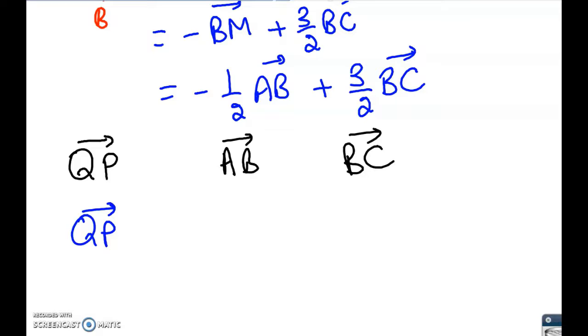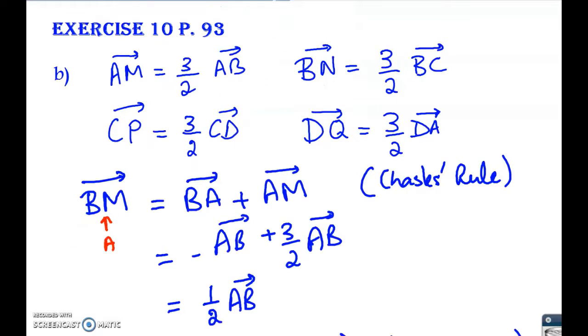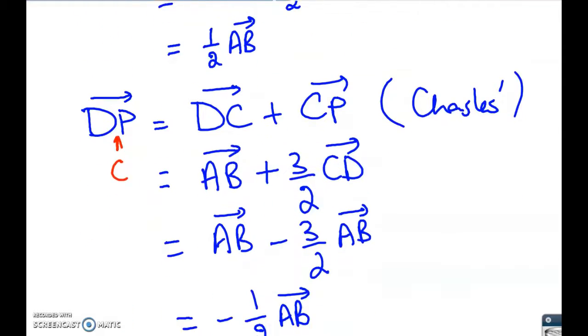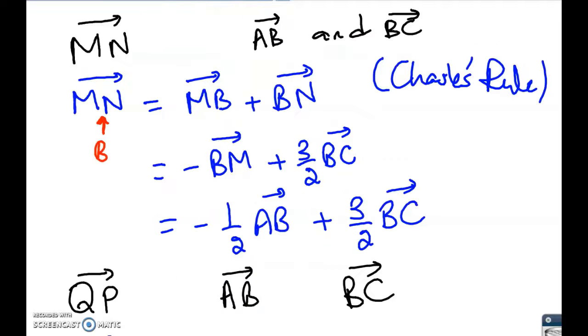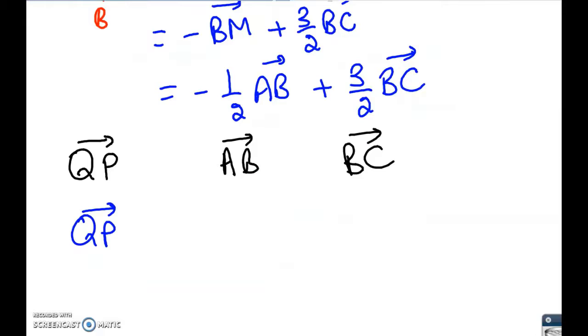So if I look at the previous part B, I showed that DP is minus half AB. So DP, I have D with P. So I think of inserting letter D here to get DP because I have DP in terms of AB. So I will insert here letter D to get QD plus DP.